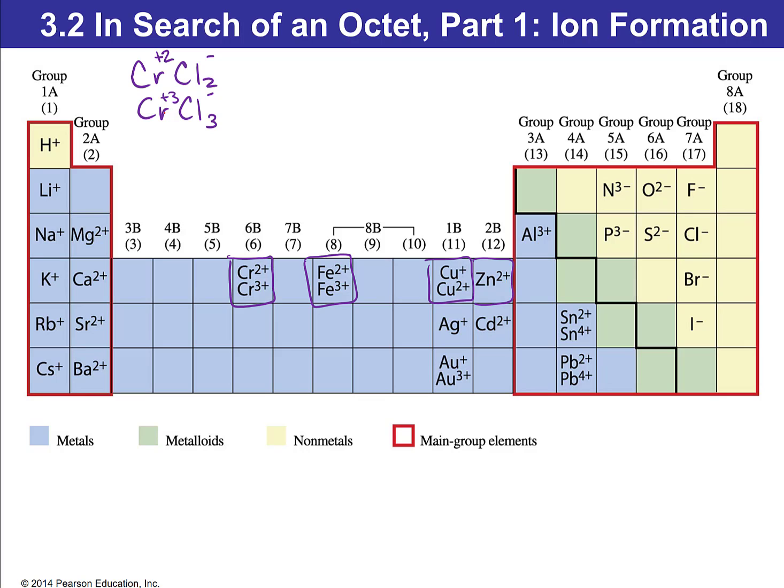So yes, we would still call both of these chromium chloride. It would both be that. That is their correct name. But we're going to add a Roman numeral which tells you the charge on the chromium. So the first one would be 2. The second one would be 3. Does the number of chlorine cancel out? It's not that it cancels out.